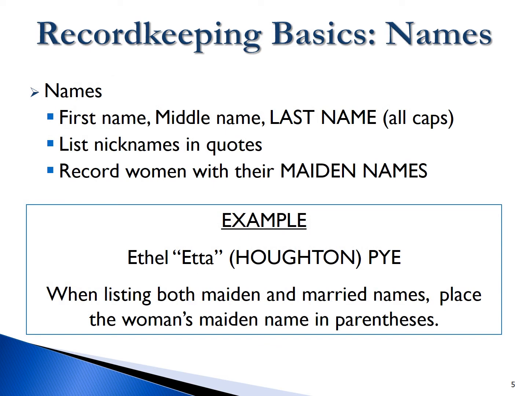Record keeping basics. Names. You'll want to list the first name, middle name, and the last name in all capitals. List nicknames in quotes, and record women with their maiden names. For example, Ethel, Etta, Houghton, Pye. When listing both maiden and married names, place the woman's maiden name in parentheses. Also, commit to consistent record-keeping habits early in your genealogy journey.